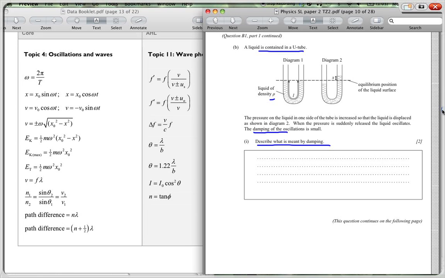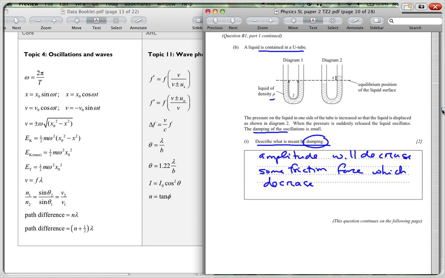Describe what is meant by damping. Well, when you have a situation with damping, the amplitude of oscillation will decrease, and it would decrease because there is some frictional force, a force opposing the motion. So there's some frictional force which decreases the energy of the system.